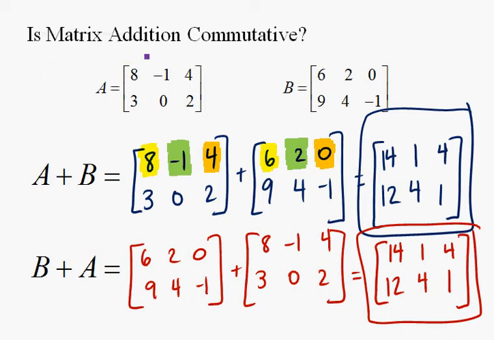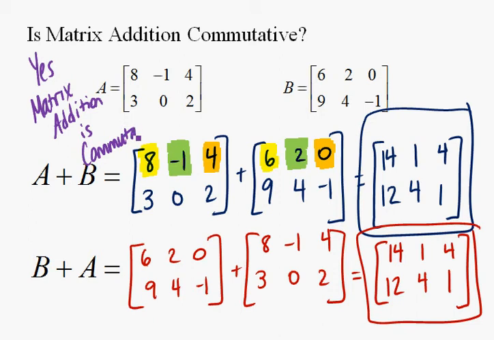So, in conclusion, we can say that yes, matrix addition is commutative. So it doesn't matter whether we're adding matrix A plus matrix B or matrix B plus matrix A. We get the exact same result. Just remember, whenever you're adding matrices, make sure that your dimensions are the same. And dimensions are named rows by columns.